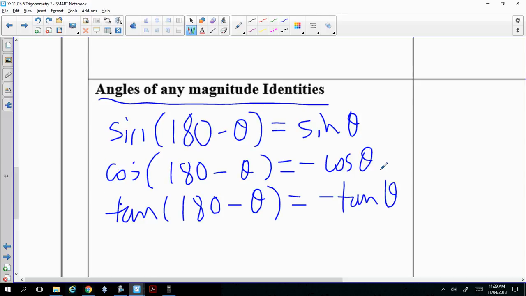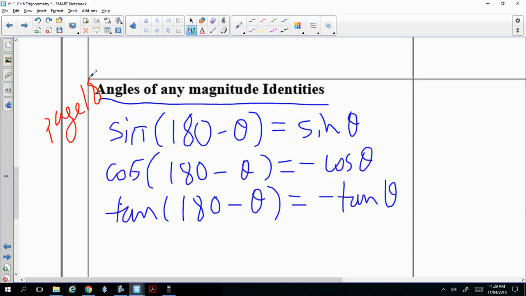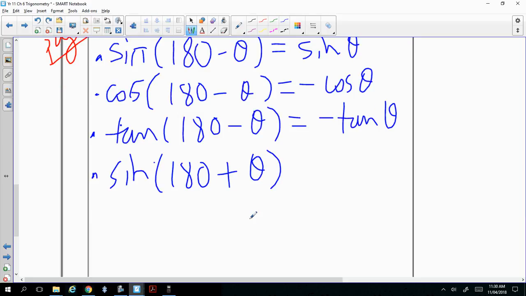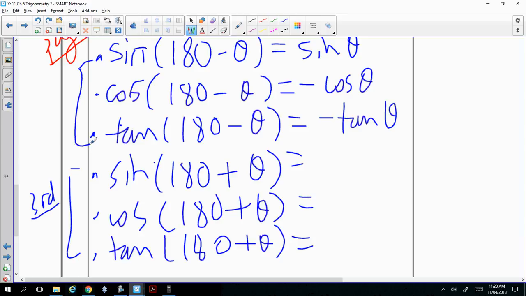All right, so you've got these ones, and we also have the ones with 180 plus. They all have the same angle, but some are positive, some are negative. Just remember, this is like the third quadrant, and this is like the second quadrant. In the third quadrant, only tan is positive, the rest are negative. Have a look at page 18, it will make more sense to you.